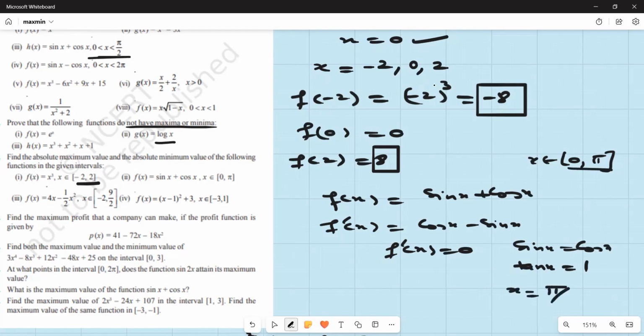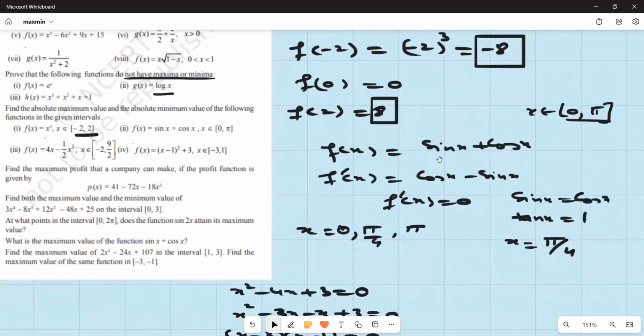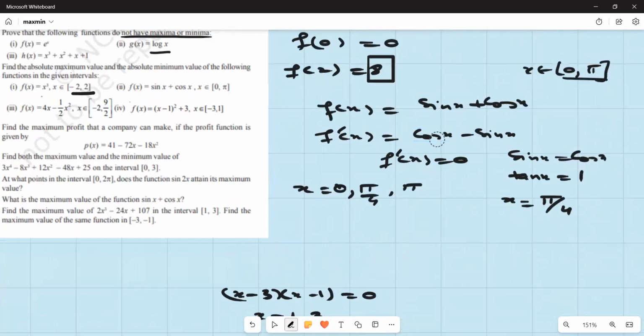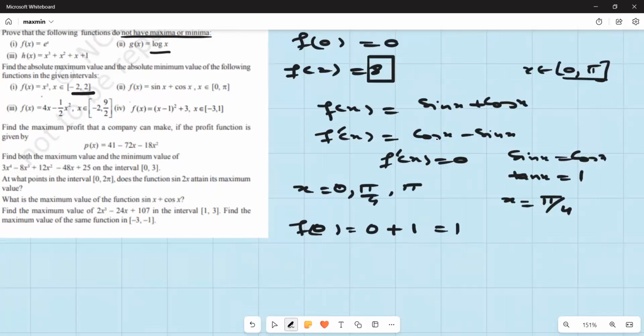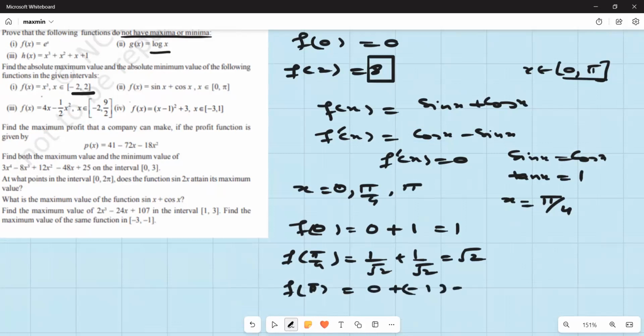Why? Because in the second quadrant, tan becomes negative, right? So what are the x values now? 0, π/4 and π. You will check the values at this. So what will be that? F of 0 is sin 0, 0, cos 0, 1. So 1. F of π/4, that is 1 by root 2 plus 1 by root 2. So earlier we have found this is root 2. And f of π, that is sin π is again 0 and cos π is -1, na? So value is -1.